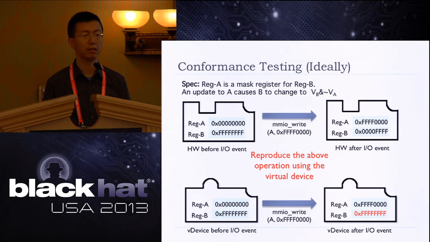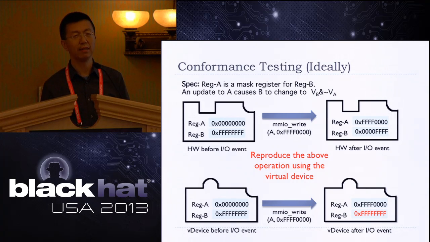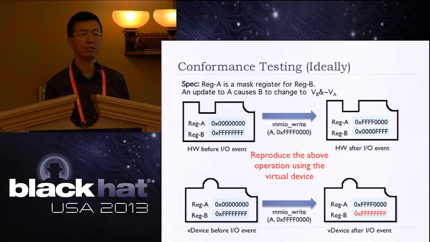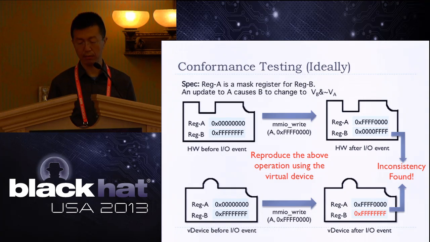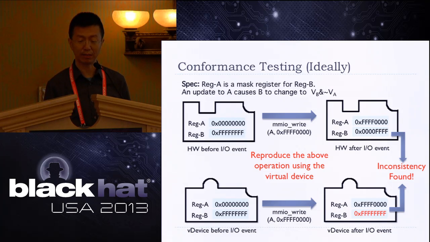Okay? So you take the virtual device, you put in all these values, and then you apply this write request. If you find out that the virtual device has a register value different from the physical one after this event, then you say, okay, inconsistent, fine. So that's really just a simple idea.